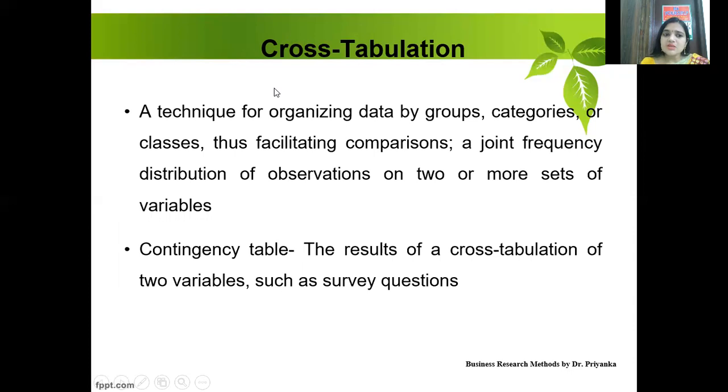Cross tabulation is a technique for organizing data by groups, categories, or classes, thus facilitating comparisons. Till now, we were just talking about describing the data. Now, if you go for comparisons, then you have to go with cross tabulation, a joint frequency distribution of observations on two or more sets of variables. We'll see it with the help of an example. Then contingency table: these are the results of a cross tabulation of two variables such as survey questions.